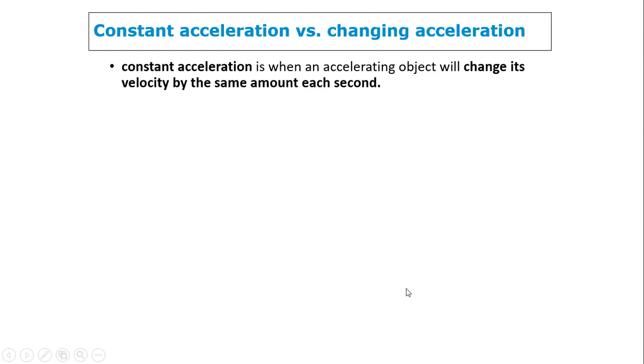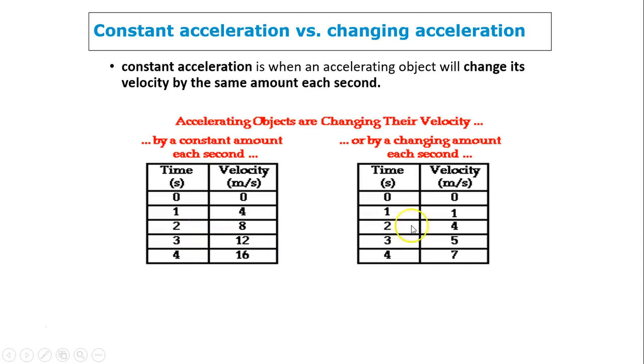Constant acceleration versus changing acceleration. Constant acceleration is when an accelerating object changes its velocity by the same amount each second. Take a look, there are two tables. The table on the left indicates constant acceleration. How do we know? Because the change in velocity is the same: 4, 4, 4, 4. So acceleration is constant because the change in velocity is constant. The table on the right shows the change in velocity is not constant: 1, 3, 1, 2. So the table on the right indicates acceleration is changing.